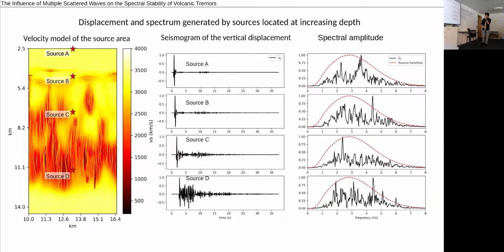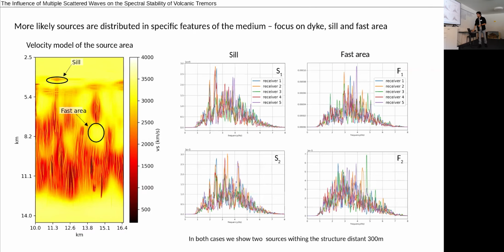And the first thing that we looked at is that, so basically we put a lot of sources inside the medium, but we are not expecting that in volcanic environments the sources are distributed everywhere. We are expecting that they are localized in some features, for example, in some dikes, some sills. And so we did this analysis in which here I'm just showing an example, but we tested many sills, many dikes, and some other areas.